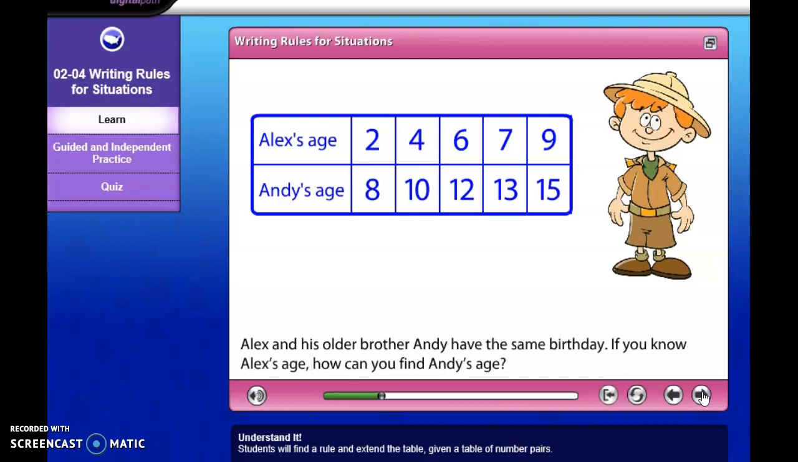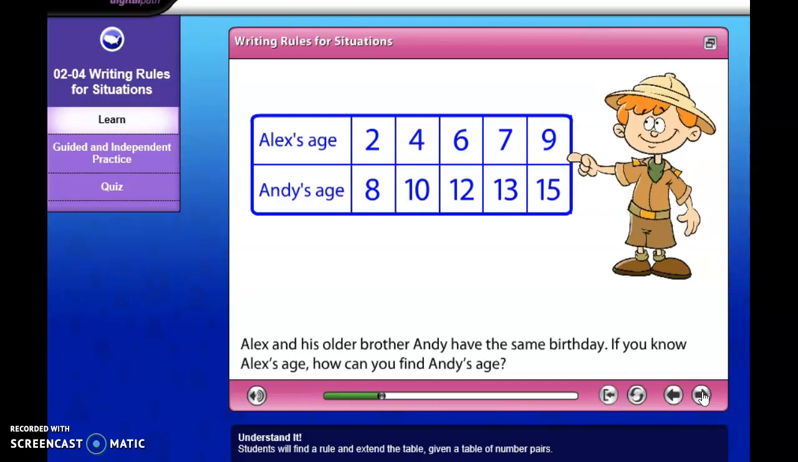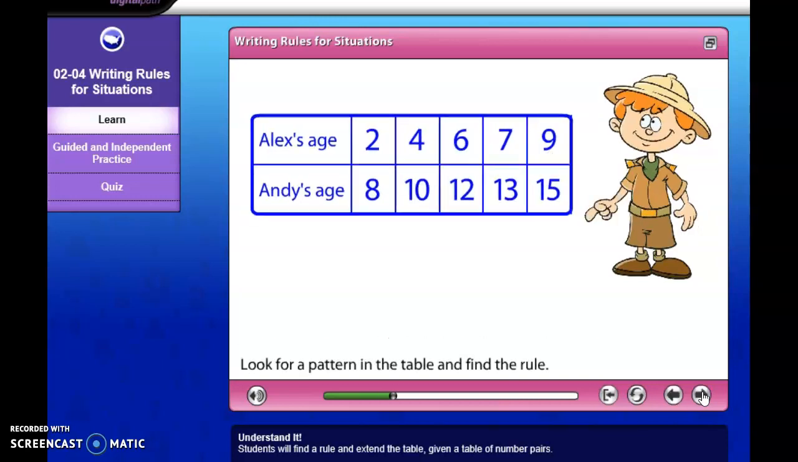Alex and his older brother Andy have the same birthday. If you know Alex's age, how can you find Andy's age? What's the rule? How did they get from 2 for Alex's age to Andy being 8? How did they get from 2 to 8? How many more? Look for a pattern in the table and find the rule. Take some time and think about it.